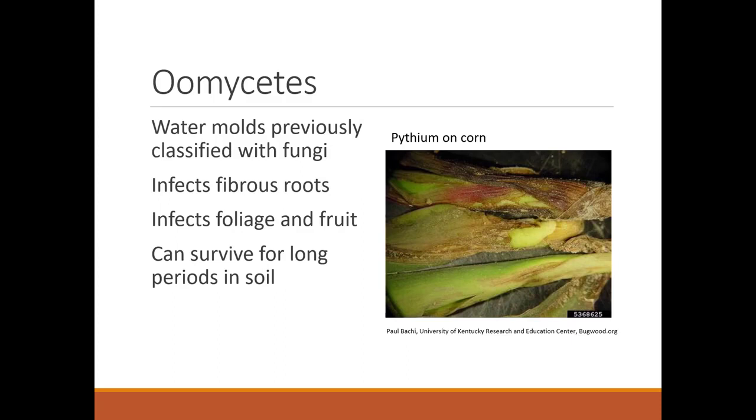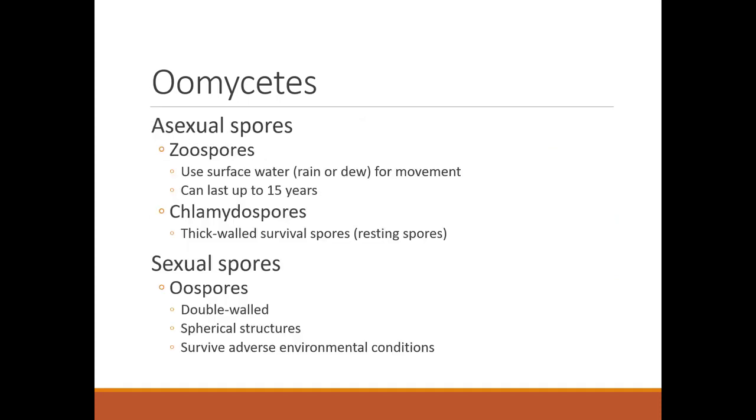It infects fibrous roots, it infects foliage and fruit, and it can survive for long periods of time in the soil. So it's got asexual spores and sexual spores, and just the thing to remember here is that it's able to survive in various conditions for several years. So once you have it, it's very challenging to get rid of it, and you're really going to want to use, especially if it's in the soil, use plant material that is resistant to any of these diseases.